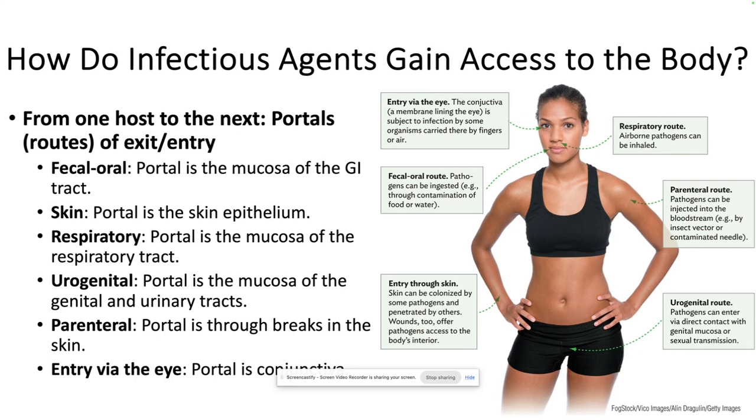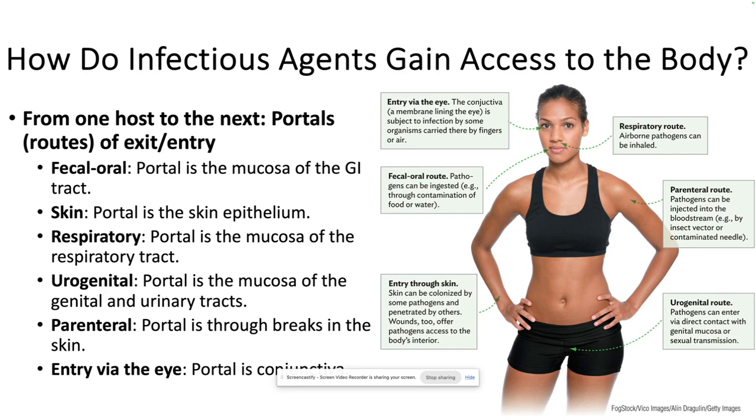Okay, the last one we're going to talk about is entry via the eye. So pathogens can enter through your eye using the conjunctiva. This is the membrane lining around your eye. Okay, so this could either be by respiratory droplets, so somebody sneezes in your face and it enters through your eye membrane that way, or it's as simple as not washing your hands and then touching your eyes with your hands that picked up the germs and letting it enter that way.